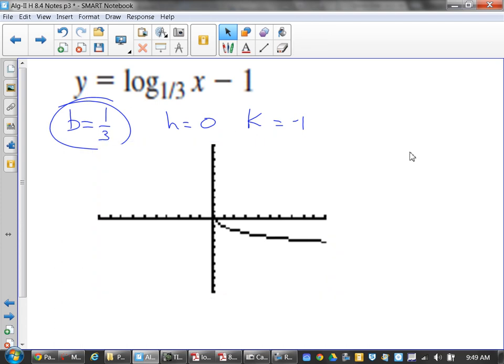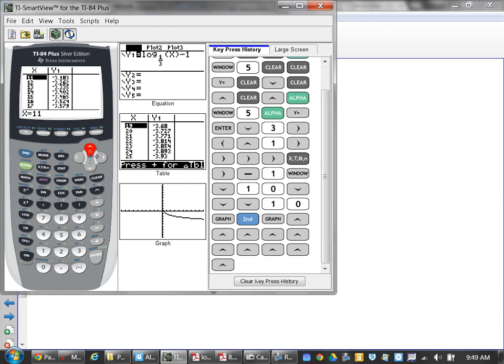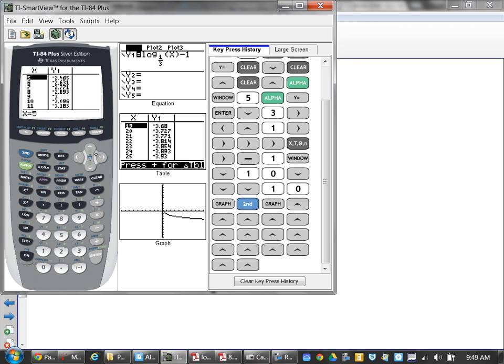How we are getting our ordered pairs out of this is because we are figuring out what values of x are going to be easy to work with. You want to pick easy numbers to work with. Take a look at what they're doing. If I go to my table, I've got to move up so you can see what's happening around the origin.